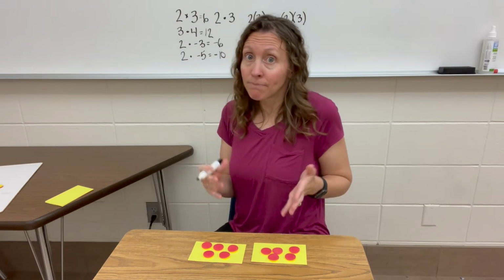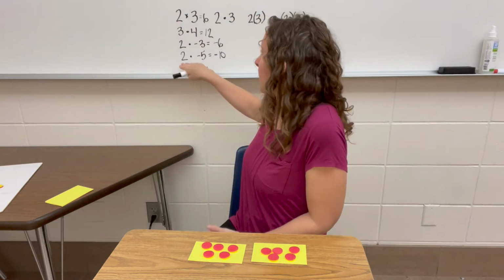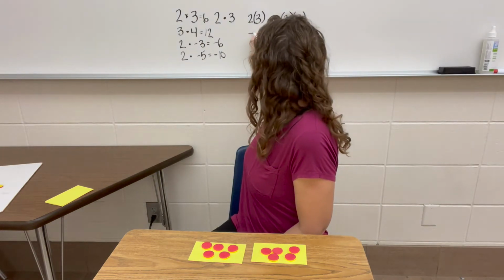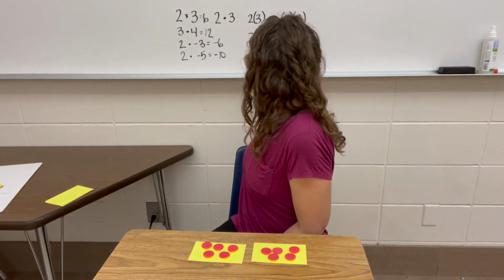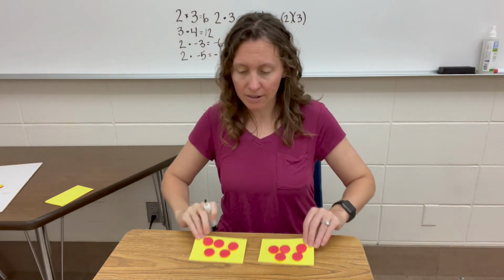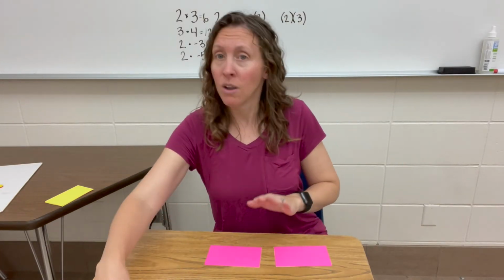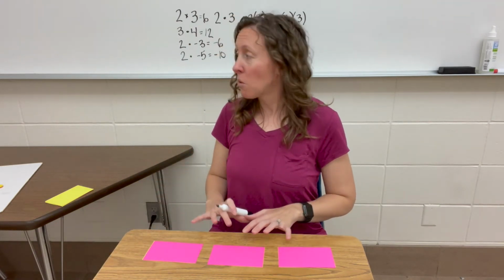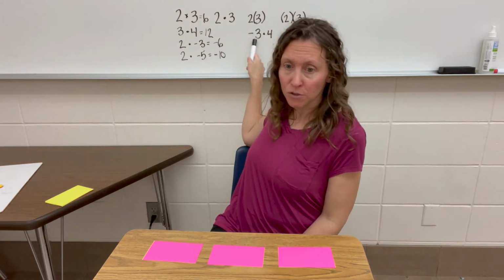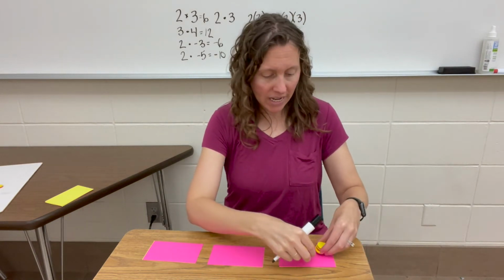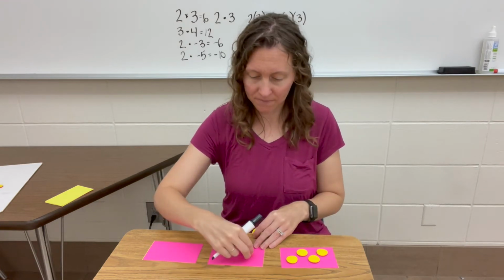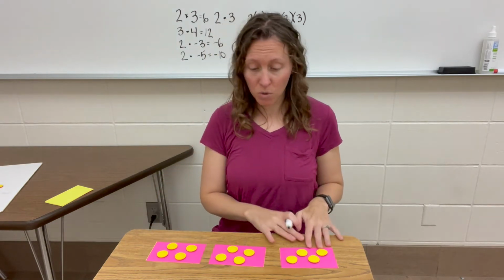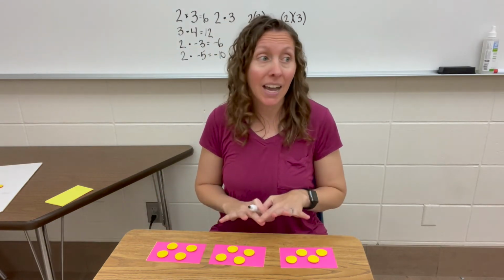All right, but maybe what happens if we have a negative number first? Let's try it. Let's try negative 3 times 4. This time I'm going to have negative groups. We're going to pretend these are red. The closest color I had was pink, so pretend these are red. So I have 3 negative groups. And in each group, I'm going to add 4 positives.